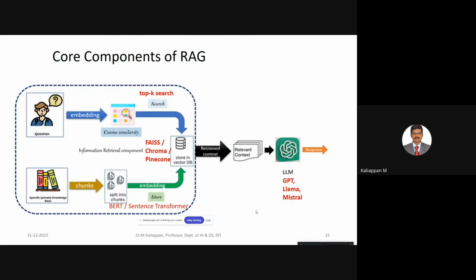Come to our topic, RAG. These are the core components of RAG. Here we have embedding, then cosine similarity, then vector DB, then final Llama, then sentence transformer, BERT. So these are the main components of RAG.